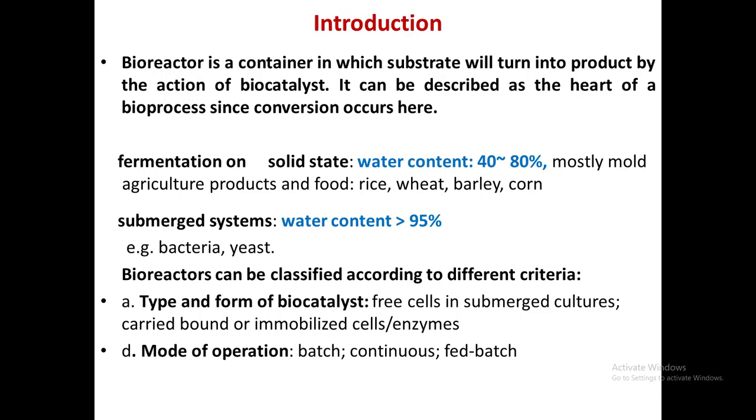Bioreactors can be classified according to different criteria. Types and form of biocatalyst: free cells in submerged culture, carried, bound, or immobilized cells and enzymes. Mode of operation: batch, continuous, fed-batch.